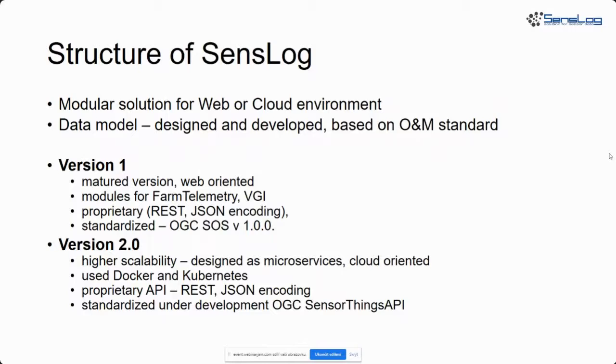For version 2, we have improved the scalability of the solution, so now it's designed as a microservices system. It's mainly cloud-oriented and is a robust solution for large campaigns of data collection. It again has a REST API with JSON encoding of data, but we are now working on a standardized interface based on OGC SensorThings API, and we are thinking about other interfaces to be implemented.